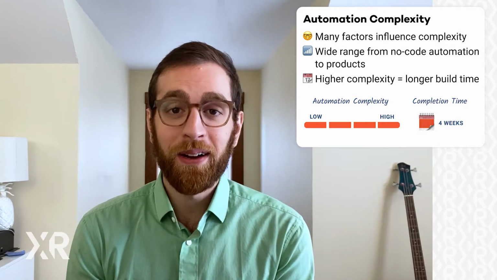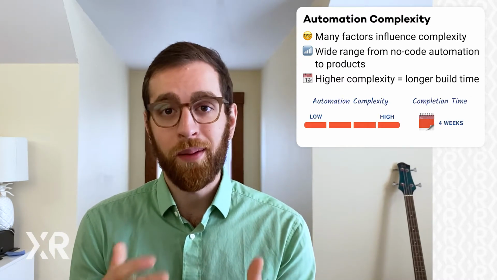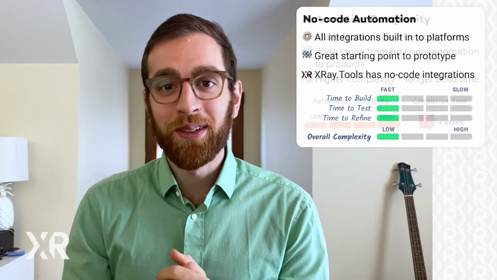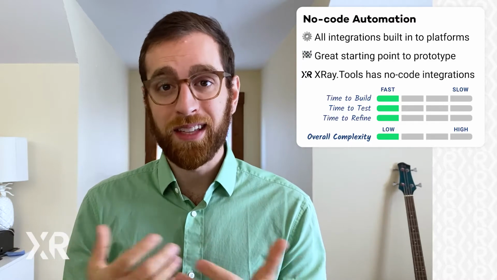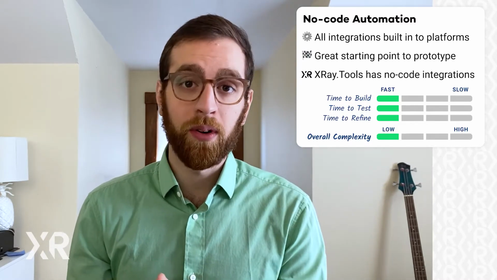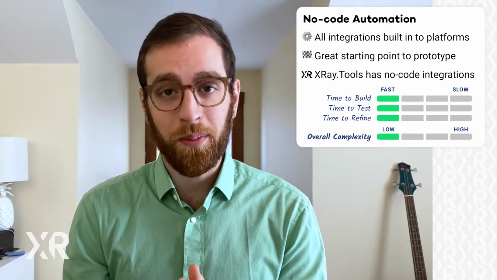So by the end of this video, I hope you have a much better understanding of what elements contribute to automation complexity. So let's start with the easy stuff. No-code solutions are the best way to get started and the easiest things to implement. These are solutions that are fully supported by Zapier or Integromat or Unito or whatever your automation platform is.